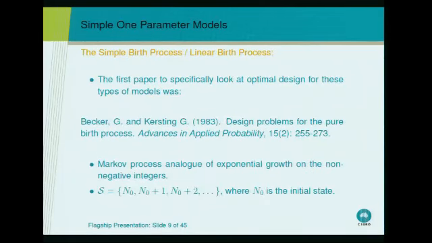Now, the first paper to look at this sort of problem was a paper in 1983 by Gerhard Becker and Gertz Kirsting in the Advances in Applied Probability. And they looked at a model that goes by many names: the simple birth process, the linear birth process, the Yule process. And it's really the Markov process analog of exponential growth on the non-negative integers.